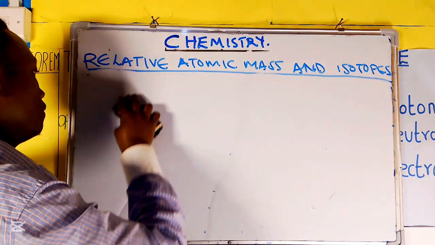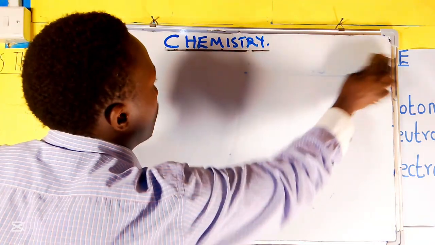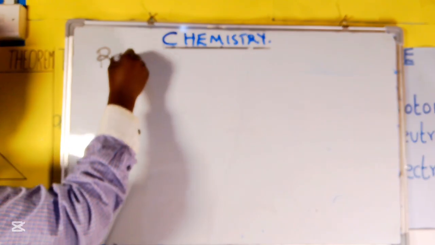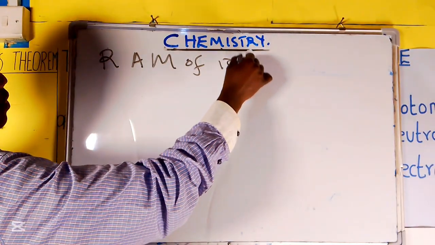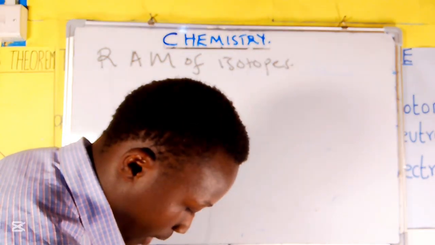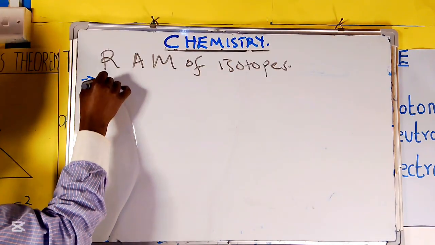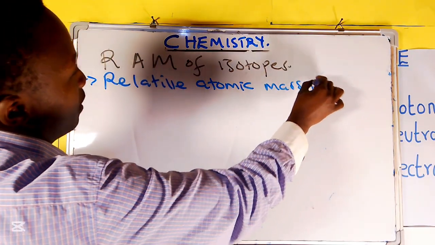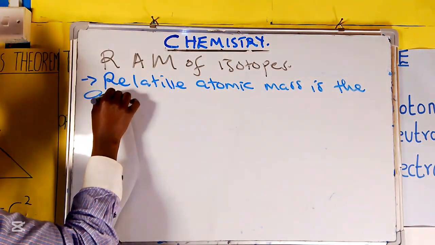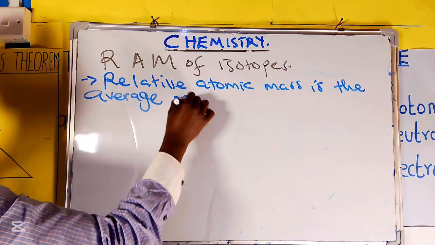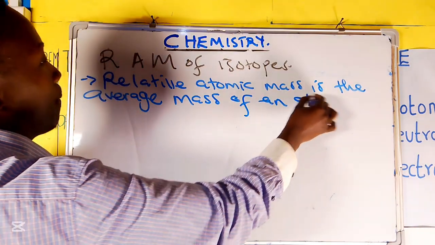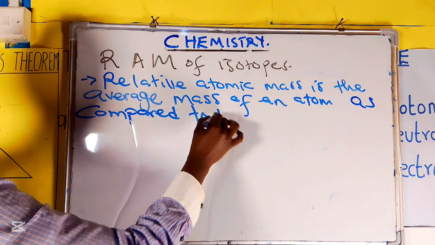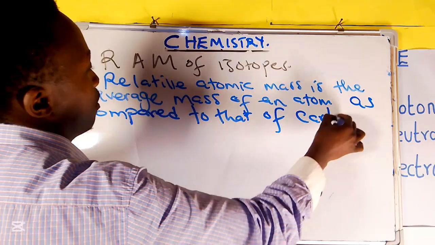So, relative atomic mass of isotopes. We can simply define this as: relative atomic mass is the average mass of an atom, as compared to that of carbon 12.